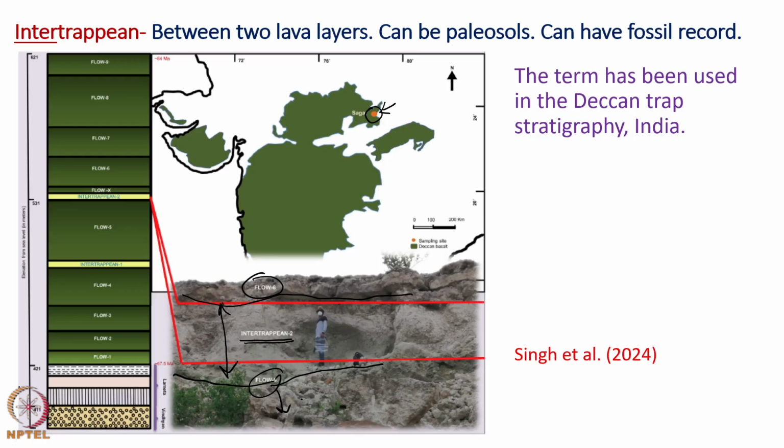In terms of the schematic diagram, this green layer indicates the different flow layers, and between flow 4 and flow 5, intertrappean 1 has been worked out. Between flow 5 and flow X, intertrappean 2 has been worked out, and here intertrappean 2 has been given as an example.